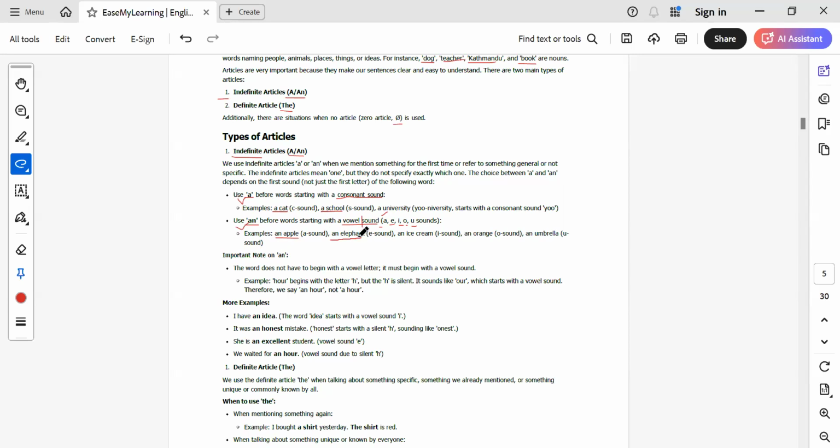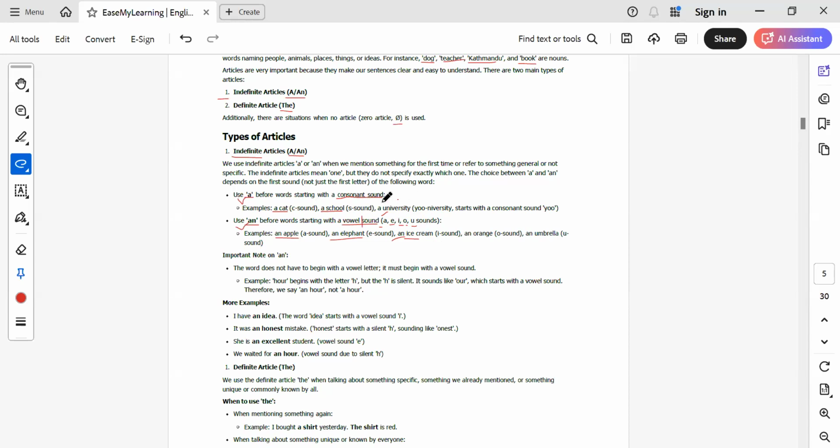For example, elephant. Elephant again starts with E. So we call it an elephant instead of a elephant. Ice cream again starts with I, and it also sounds like it starts with I. So these are simple examples where we use an because the first letter and the sound of the first letter is a vowel. Now, when can it happen that the first letter is a vowel, but the sound of the first letter is not a vowel?